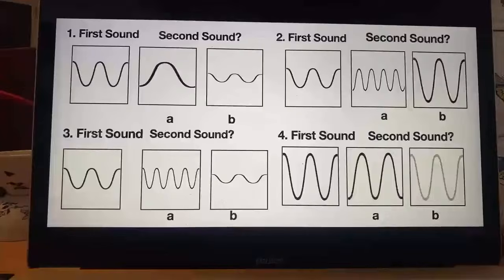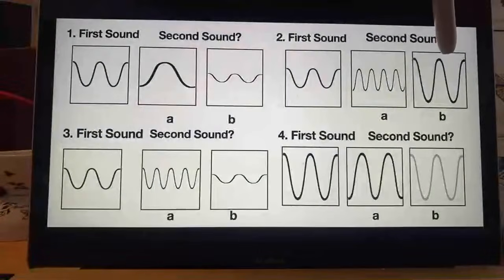You ready? So this is the first sound, and this is the second sound. Here's the first sound. Here's the second sound. Everybody now, first sound. And the second sound. First sound. Second sound. Have you got it?